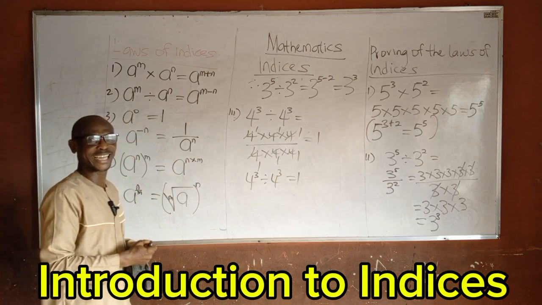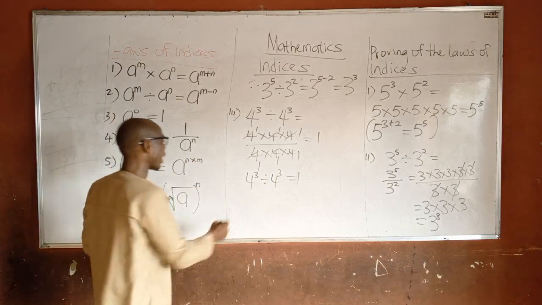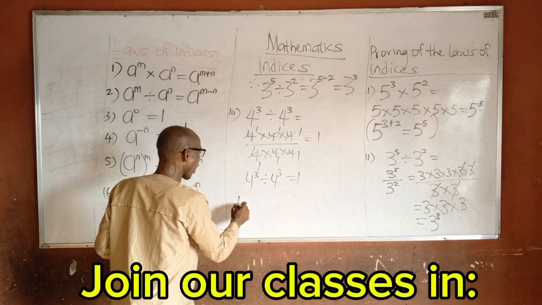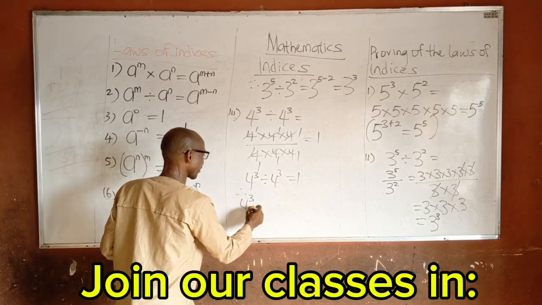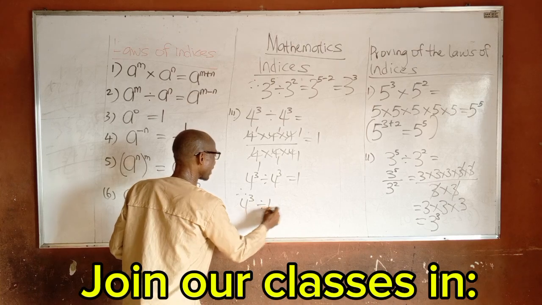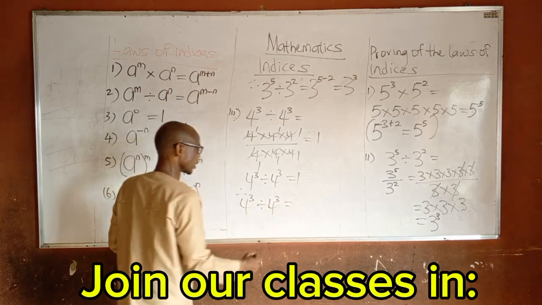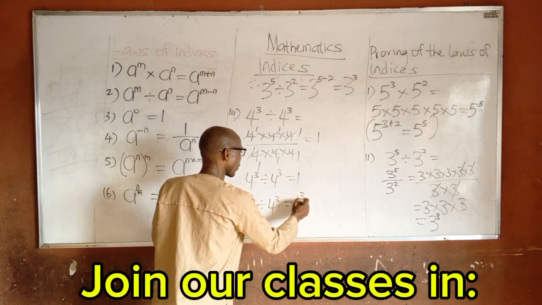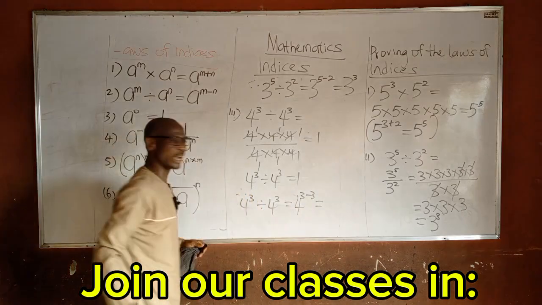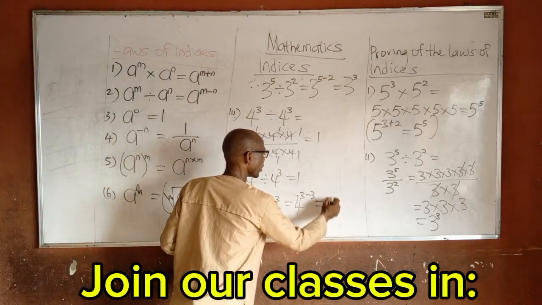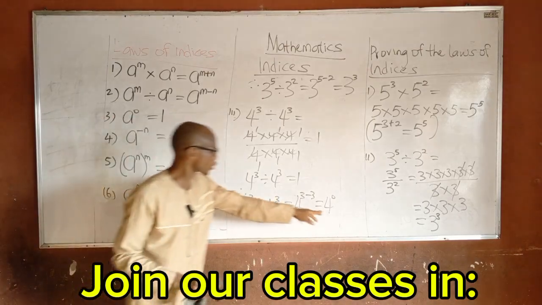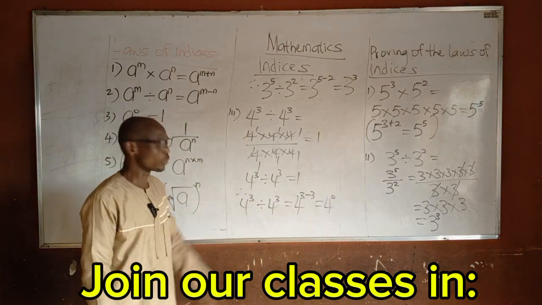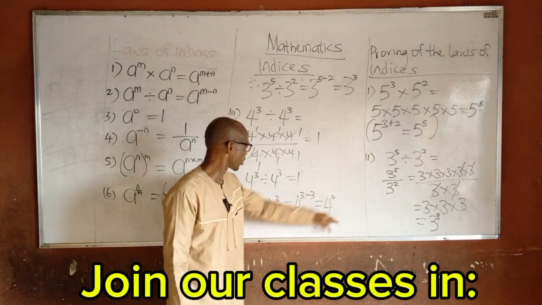Is that not? And we said just now that 4 raised to power 3 divided by 4 raised to power 3 is equal to what? 4 raised to power 3 minus 3. And that will give us 4 raised to power what? 0. Is that not? This is 4 raised to power 0. And we see that anything raised to power 0 is equal to 1.